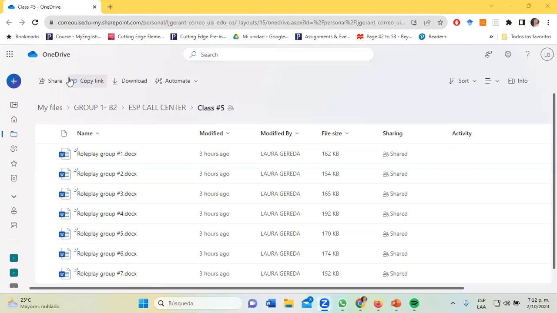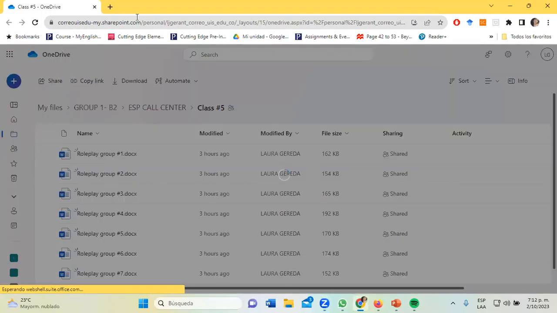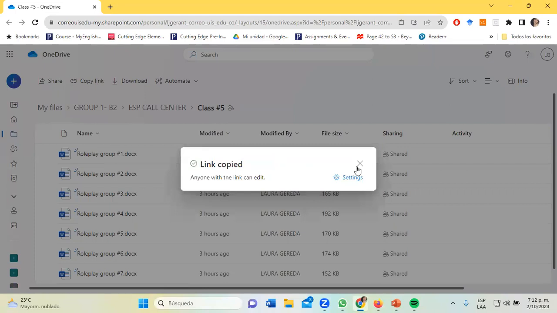Okay, so here, can you see my screen? Yes. Can you see the folder?